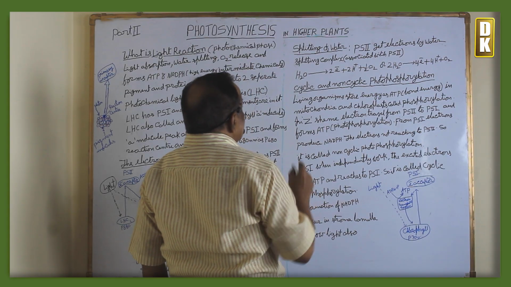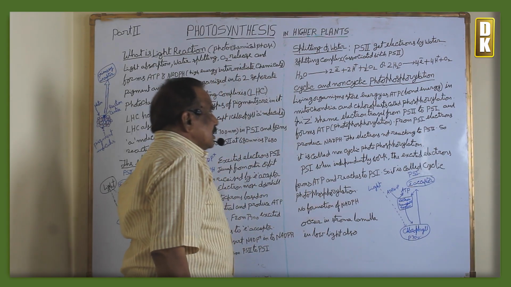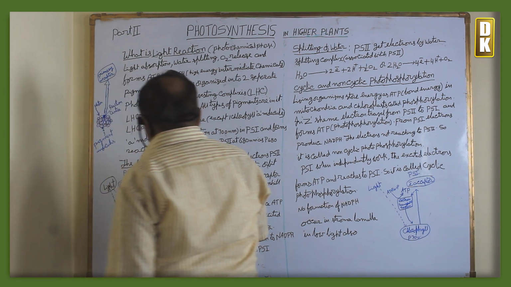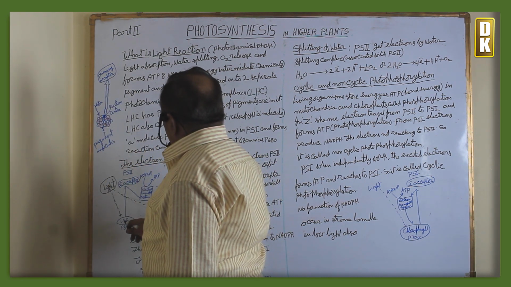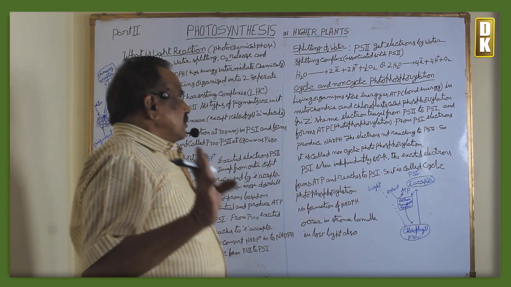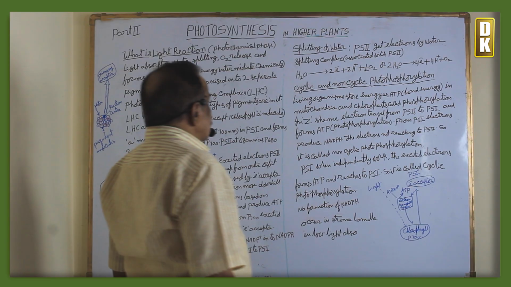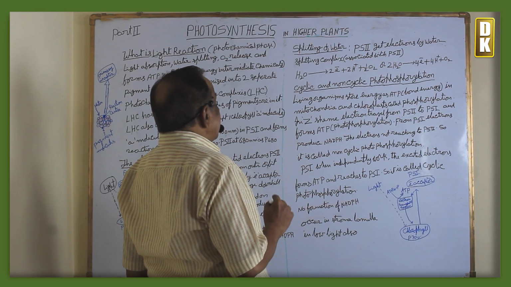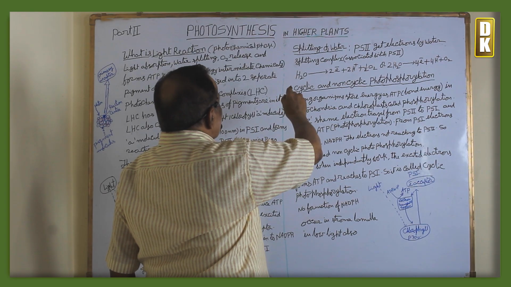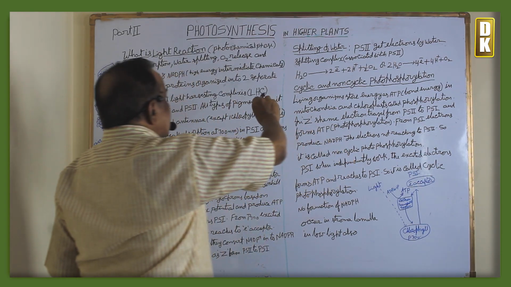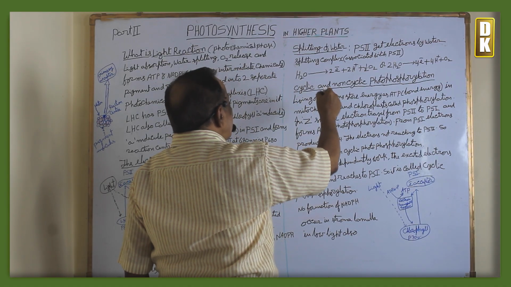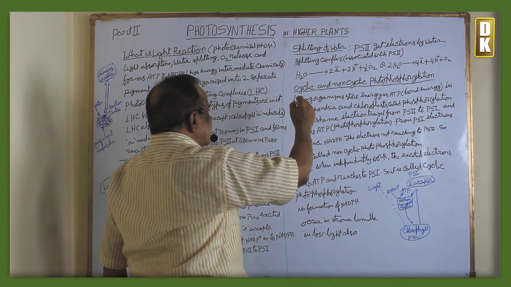So here the thing is, for splitting of this one, this complex is associated with the light harvesting complex. That will be discussed in the chemiosmotic hypothesis. And chlorine and calcium are useful for the splitting of this one. The complex has so many components, meaning different ions and all the things will be there.